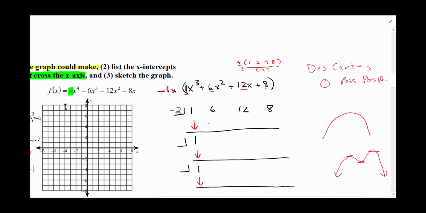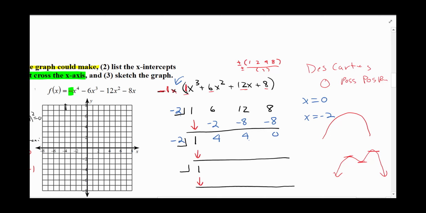So -2 times 1 is -2. 6 plus -2 is 4. -2 times 4 is -8. 12 plus -8 is 4. -2 times 4 is -8. So we know that not only is x equal to 0 because of the x we factored out, but now we have x equal to -2. But look at what we're left with: 1, 4, 4. I'm going to try -2 again.